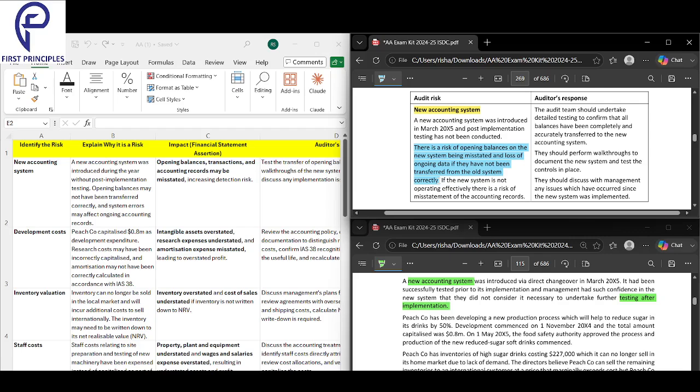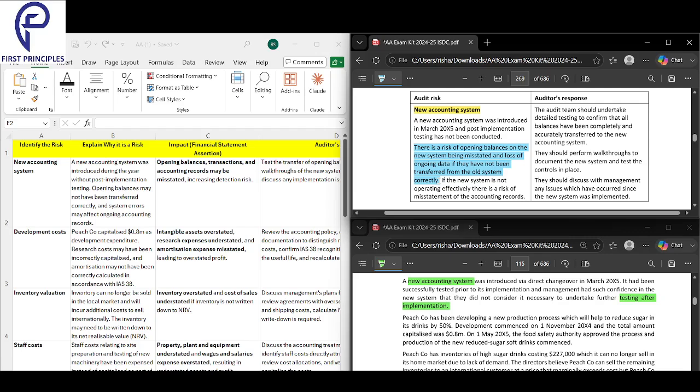When the data was migrating from the old system to the new system, some fallouts would have happened. Also there's a risk that the balances that were transferred were wrong balances. There's a risk of the opening balance on the new system being misstated, and the loss of ongoing data. When you're transferring from the old system to the new system, fallout will happen, and the balance that has been transferred from old to new will be wrong.